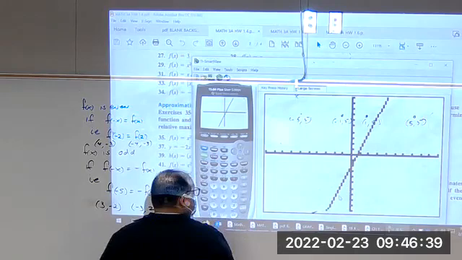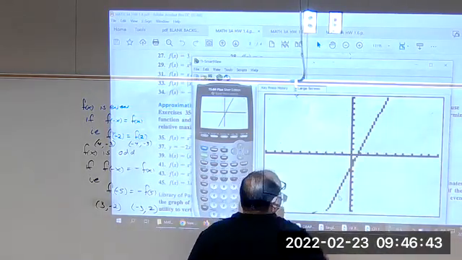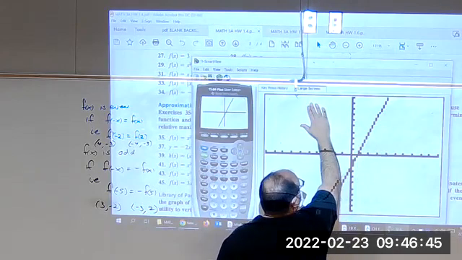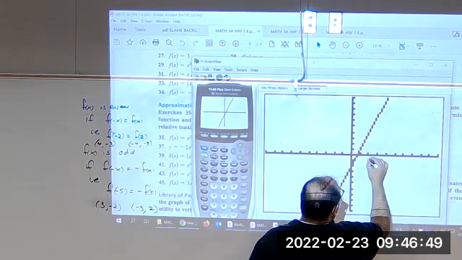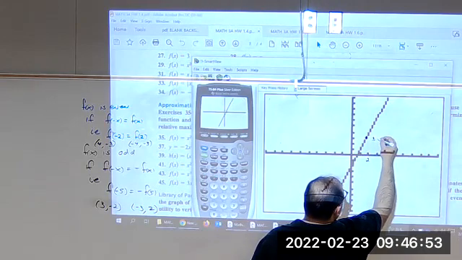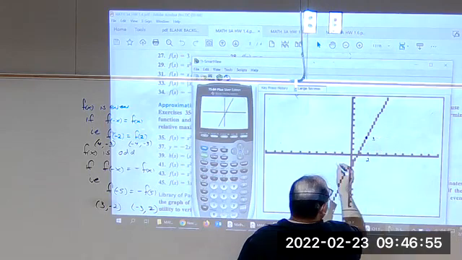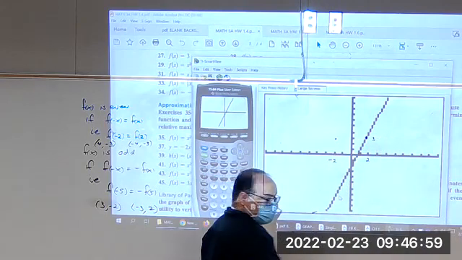Okay, if it's even, then what you see over here should reflect over there. It looks like when I plug in 2, I'm getting a 3. So when I plug in -2, I should also get a 3. And I'm not. So it's not even.